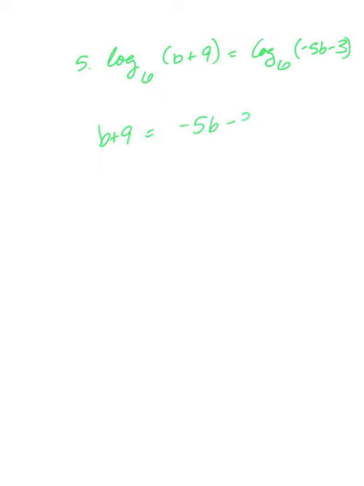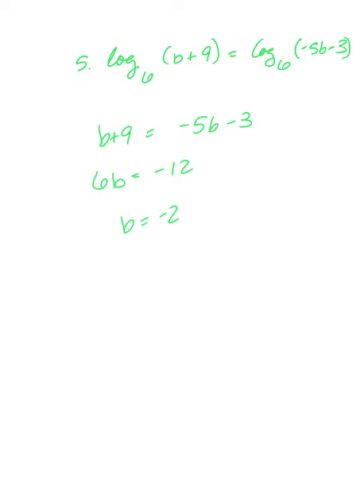Let me see which one I want to do. Starting at number 5 says log base 6 of b plus 9 equals log base 6 of negative 5b minus 3. So if it's log of this mess equals log of that mess, we know that this mess, b plus 9, equals negative 5b minus 3. And then it's just stupid math. So we've got 6b when we add 5b to both sides equals negative 12 when you subtract 9 from both sides. And b equals negative 2.